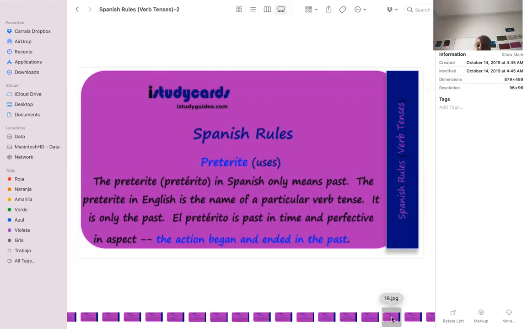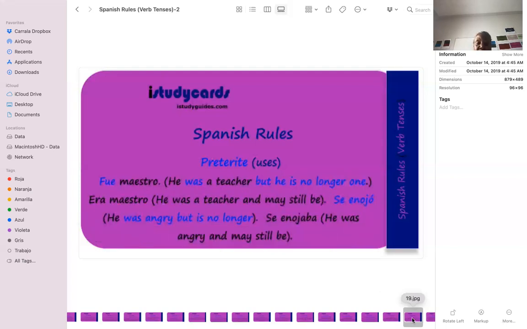Then we also talked about how in Spanish, the preterite, or pretérito, only means past. So when something is in the pretérito, it means it's in the past. It started in the past, it happened in the past, and it ended in the past. In English, the preterite, a word that we don't use that much, is the name of a particular verb tense. It does not mean the past. So even though it looks like these are cognates, in reality, at least grammatically speaking, they have different meanings.